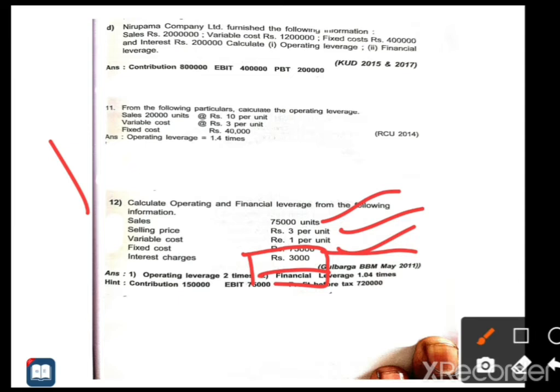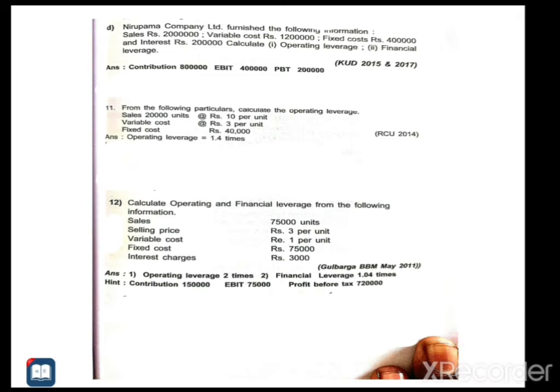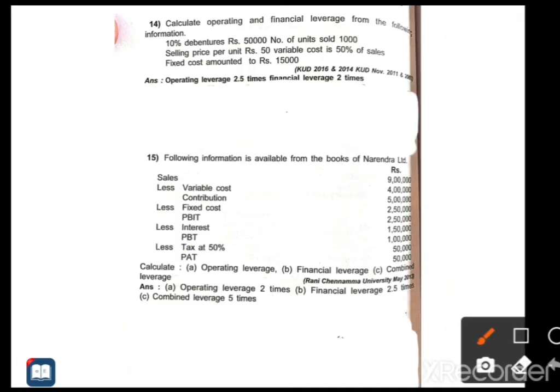First, you have to make a working note. Sales minus variable cost gives contribution; contribution minus fixed cost gives EBIT; EBIT minus interest gives PBT. Please be careful when you do that. The answer is also given here: operating leverage is 2 times and financial leverage is 1.04 times.